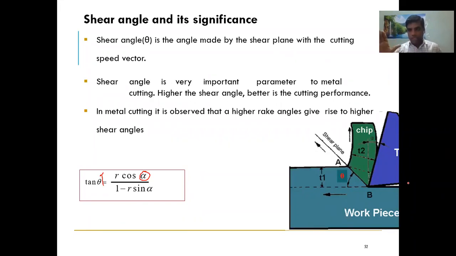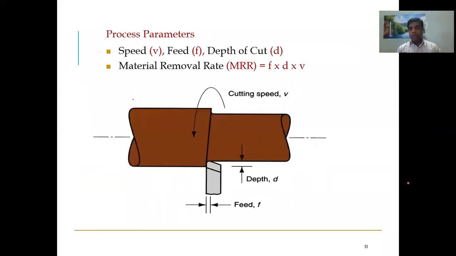Alpha value का एक limit रहता है, so उस limit से beyond हम alpha value नहीं रख सकते, right? So theta value is governed by the alpha value. That's why rake angle in any cutting tool, whether it's a milling cutter, a turning cutter, or any cutter, alpha value, nothing but rake angle, is the more important parameter. So याद रखिए इसको.